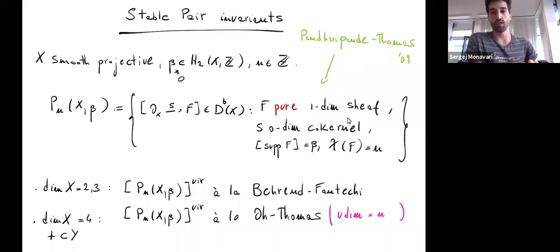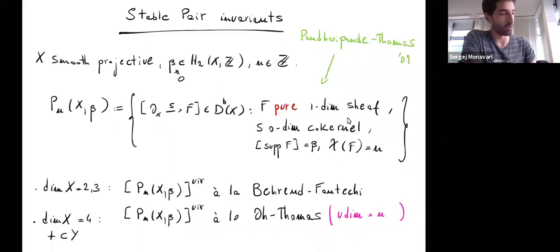Let me say in general what these stable pairs are, what this moduli space is. This moduli space was introduced by Pandharipande and Thomas in 2009, as a means to give a more geometric interpretation of the MNOP conjecture, which related, for threefolds, Gromov-Witten invariants and Donaldson-Thomas invariants. So there's a nice story behind this.